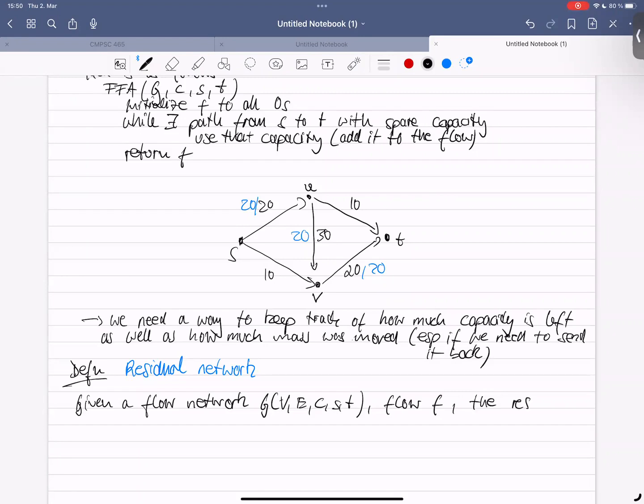the residual network GF. This notation is taken from the book, GF indicating the residual network based on the network G with respect to the current flow F. It is defined on the same set of vertices, so this doesn't change. We may have a different set of edges, which is why I call this EF. The capacities will change, which is why I call them CF. But again, S and T remain the same.